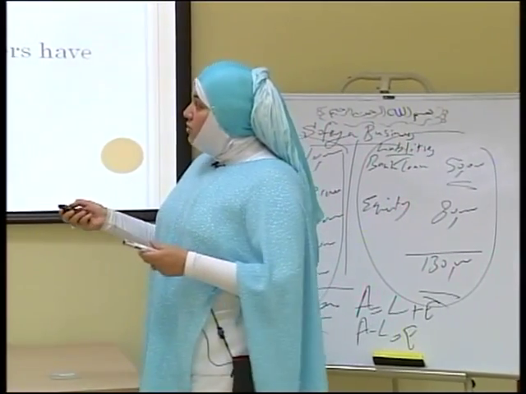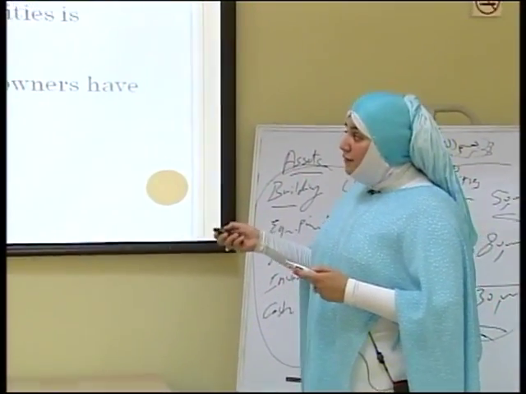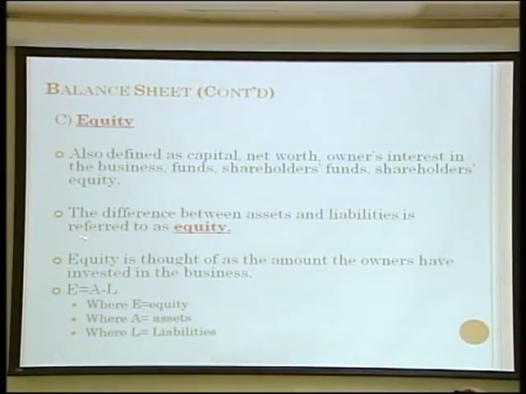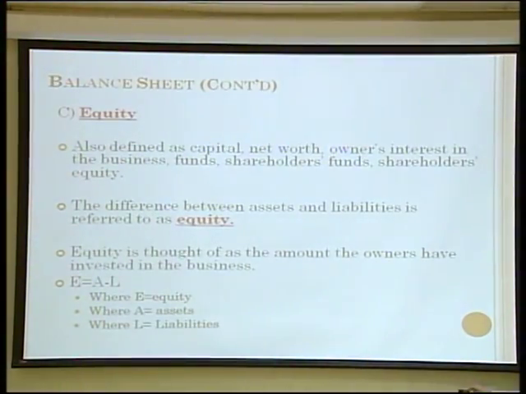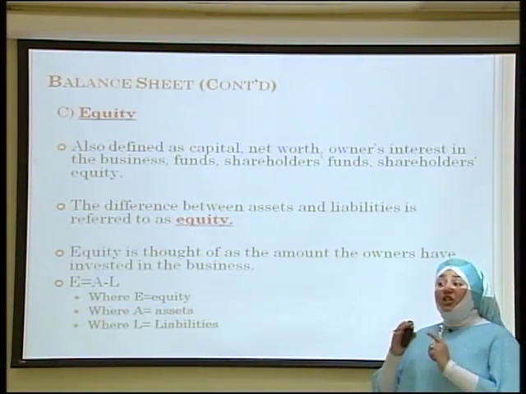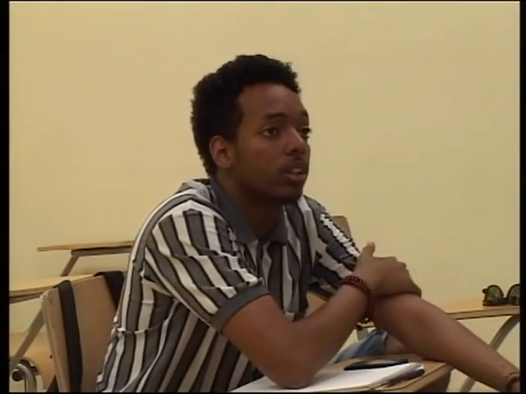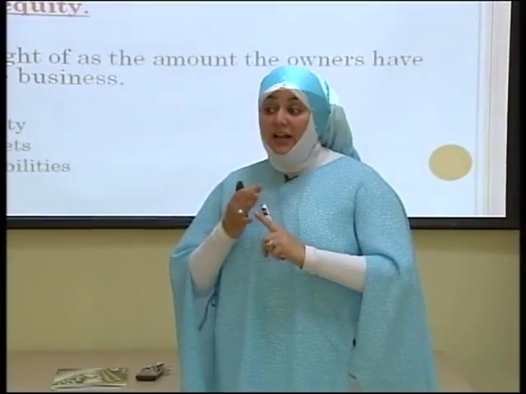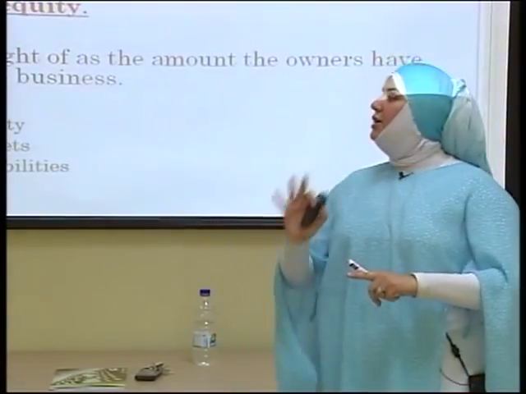Equity is thought of as the amount that owners have invested in the business. This is the amount that you invested in the business as an owner. So equity equals assets minus liabilities, and this is what we call the balance sheet equation. So the balance sheet includes how many accounting elements? Assets, liabilities, and equity. Excellent. You know the difference between assets, liabilities, and equity, and different classifications of assets and liabilities. Very good.